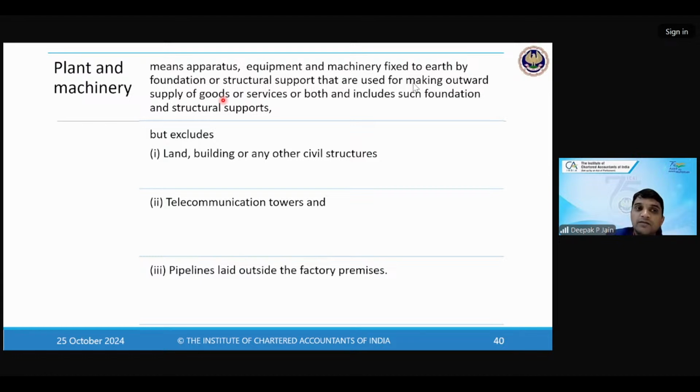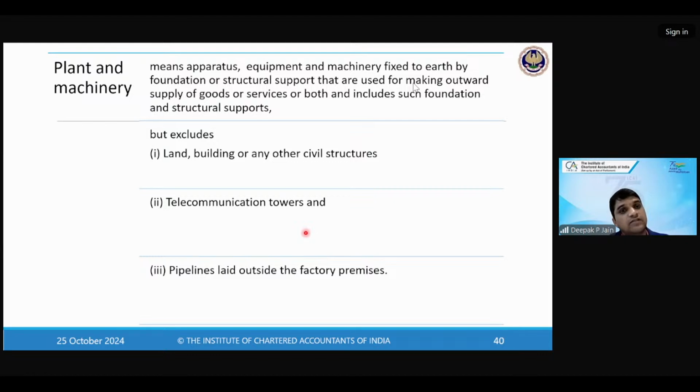Now, once it becomes an immovable property, still you can claim a credit, because that machinery should not shake. It should not wobble. It should not be vibrating. That's why you have to install it in such a way. So even if you install it, if it's plant and machinery, credit is still available. Now, the plant and machinery definition specifically excludes land, building, or any civil structure.